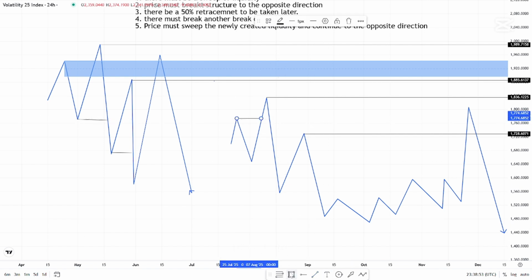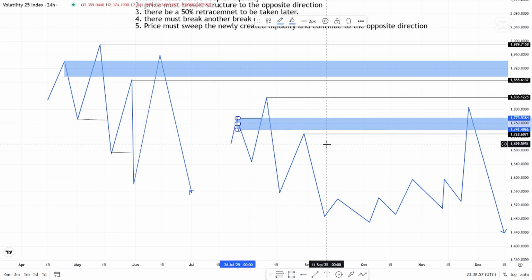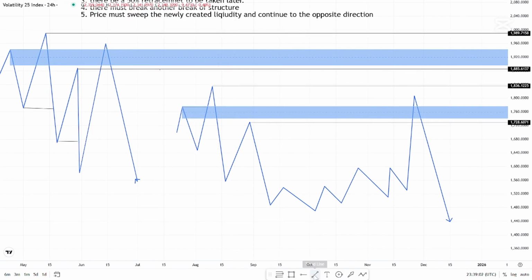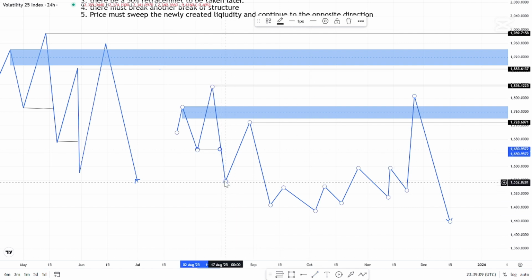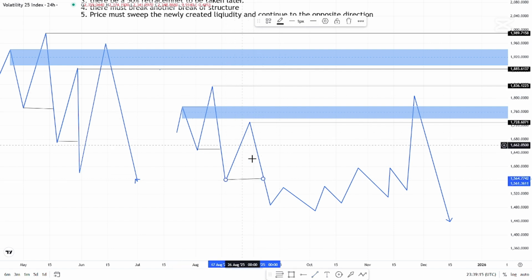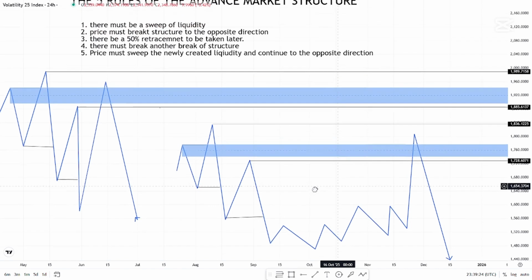And then price will come, price will move. After giving you these five rules, once you see this, there's no way you can unsee it. Once price has given you these five rules, the five rules of the advanced market structure, and you spot it, you identify it, then you see that price will give you those five rules. No matter how long price takes, price will always come back here and then sell off. All right, so this is what the advanced market structure is all about.